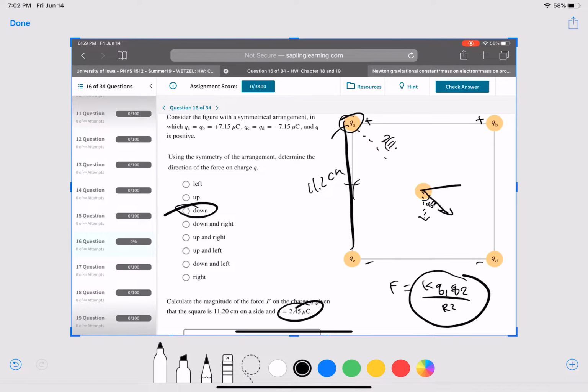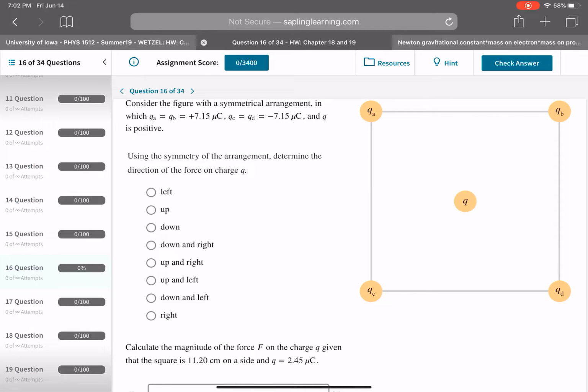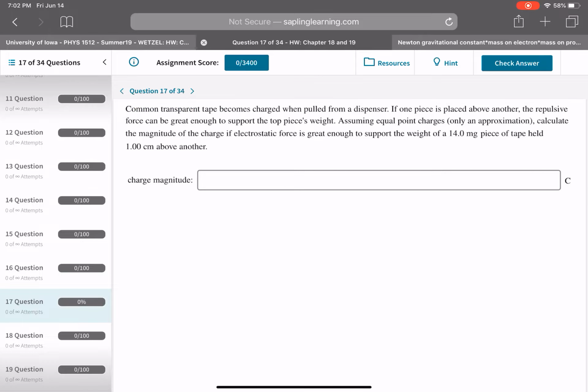So if we do adjacent over the hypotenuse there, if we take our hypotenuse, which is F, so F cosine of 45 degrees is going to be the y component here down. And the magnitude of the force is just going to be 4 times that because we've got 4 forces all working together in that same way, at that same angle. And so that's how you calculate the magnitude there. Delete.